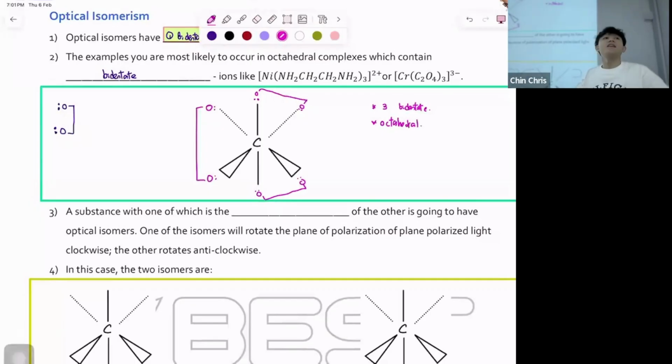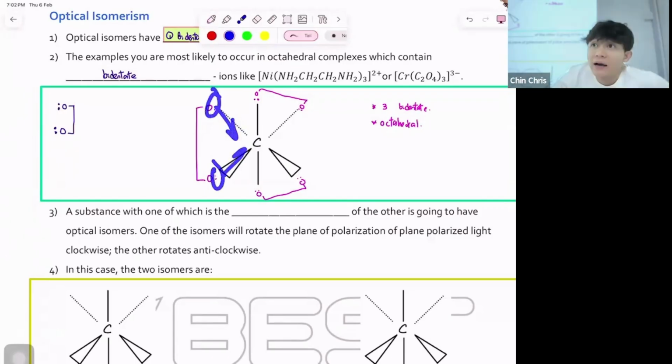Bidentate. What is bidentate again? Define bidentate. What is the definition of a bidentate ligand? Anyone? It's an ion or molecule that can form 2 coordinate bonds. Remember, it must be 2 coordinate bonds using 2 lone pairs, by donating 2 lone pairs. Well done, thank you, Hao Jie. Again, 2 coordinate bonds using 2 lone pairs.